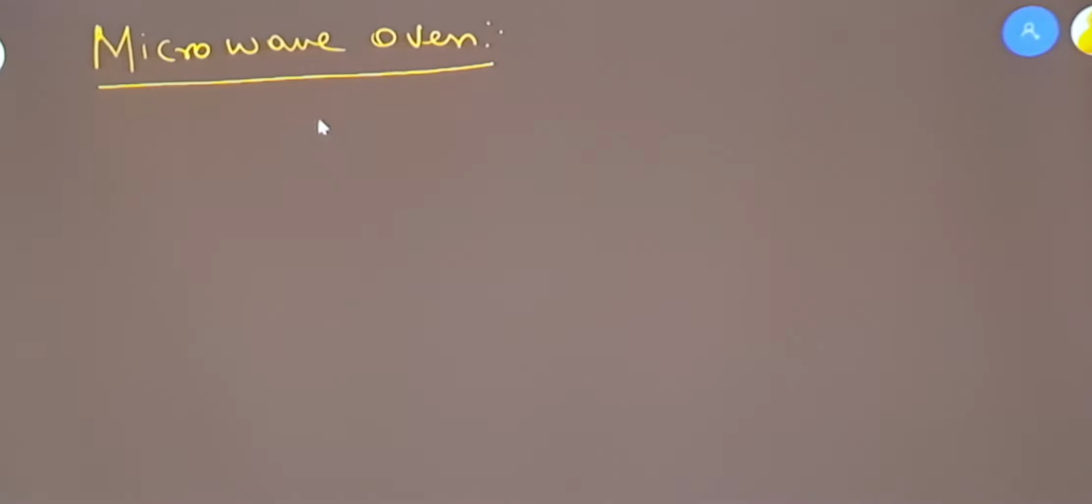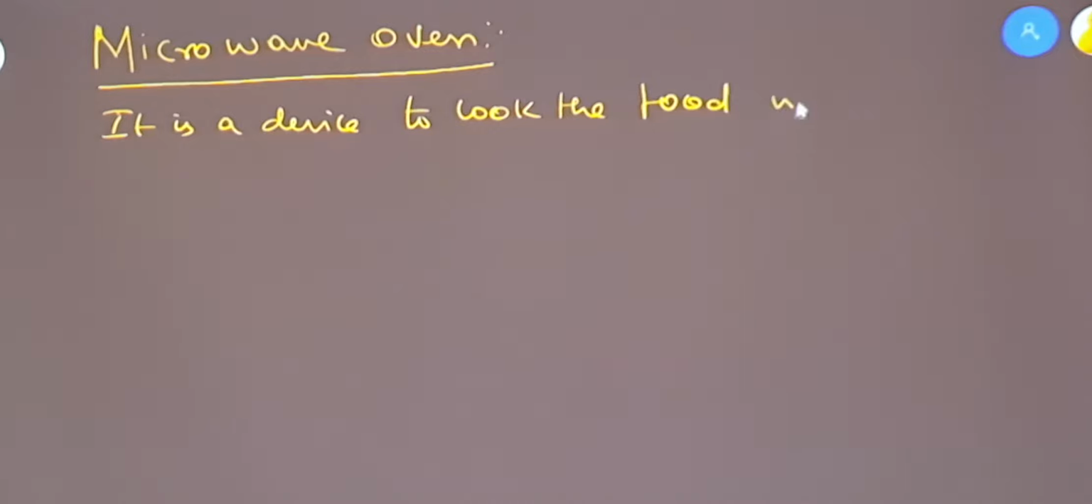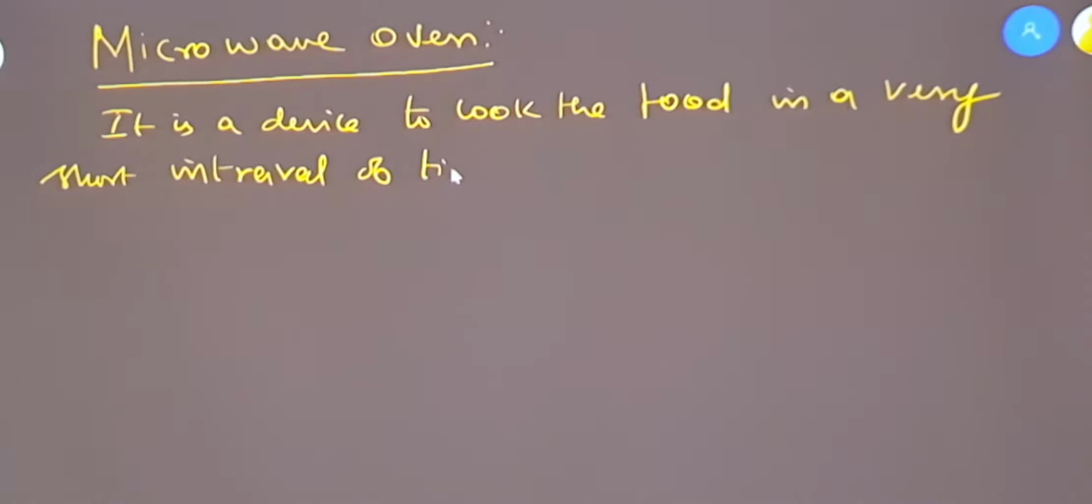Let us see, first of all, what is a microwave oven? It is a device used to cook the food in a very short interval of time. When you consider this microwave oven, the basic principle is the torque produced.